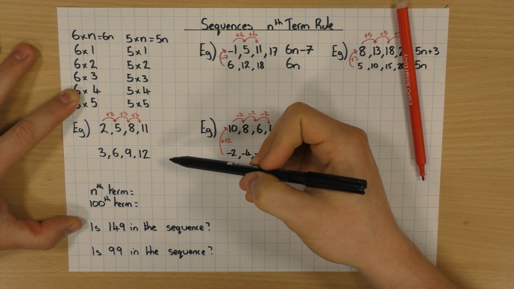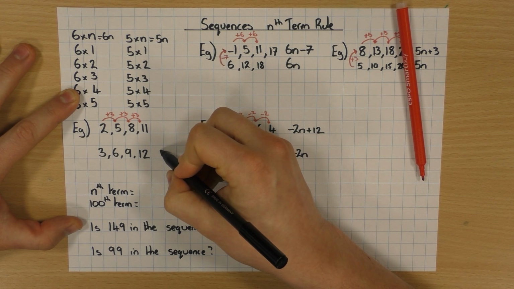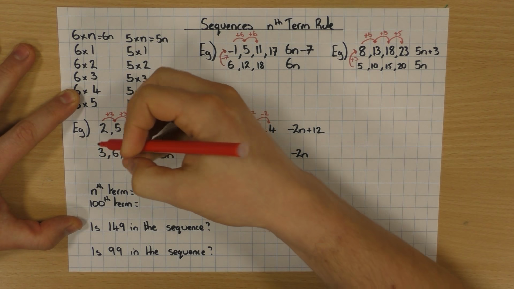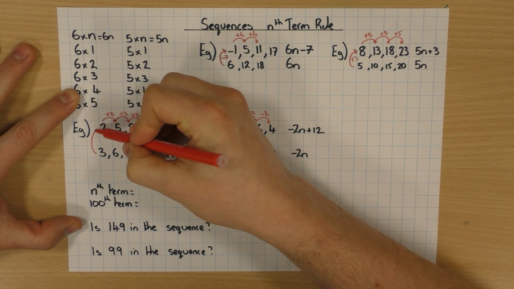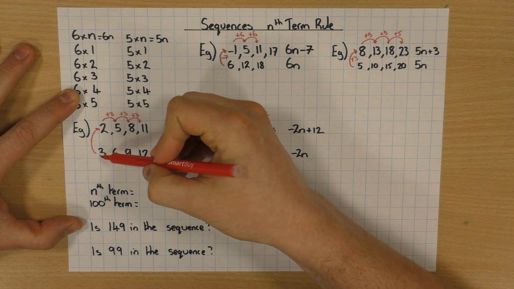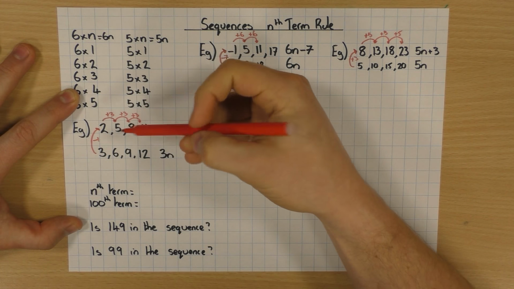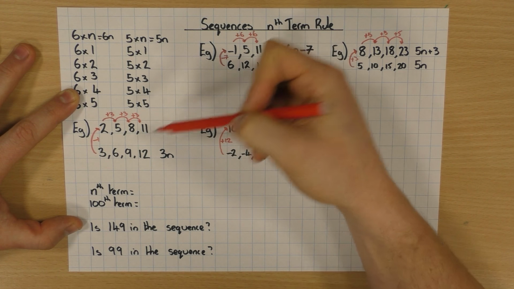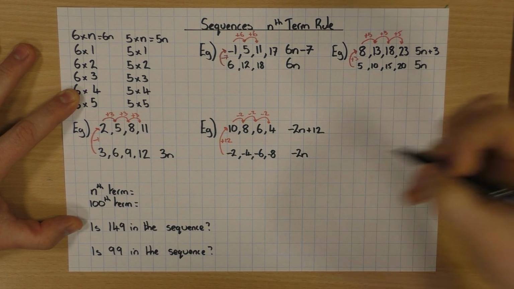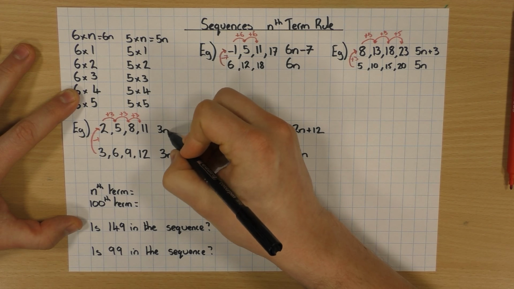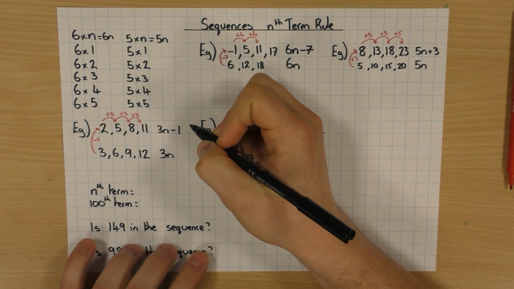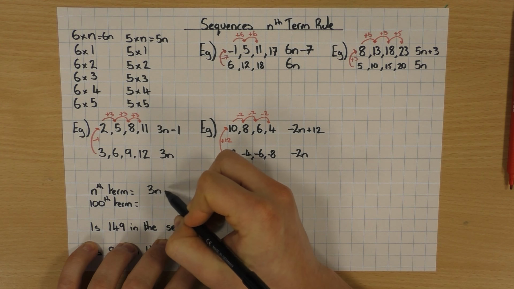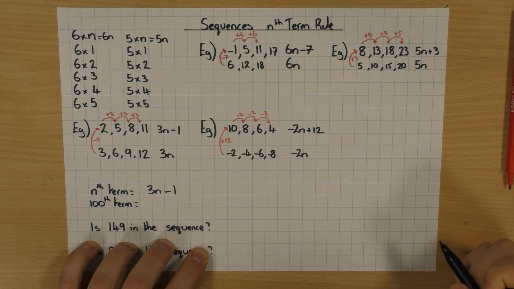What's the nth term rule for the 3 times table? Hopefully this is getting really easy now. It's just going to be 3n. How do I go from the 3 times table to my sequence? Well, 3 to 2, I take away 1. Just check it. 6 take away 1, 9 take away 1, 12 take away 1. Yep, it works. So the nth term rule would be 3n take away 1. And I'm going to write that down here as well. The nth term is 3n, so the 3 times table, take away 1.